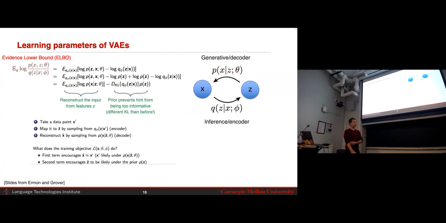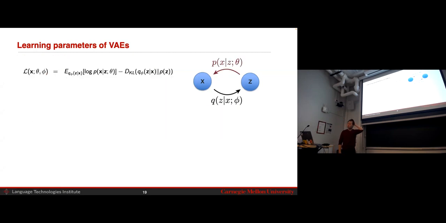So how do you actually learn these parameters? There are two sets of parameters you have to learn, theta and phi, one in the encoder and one in the decoder. How do you learn them? I'm again going to start from the objective function that we derived in the previous slide based on the evidence lower bound. There are two terms: one is the input-output reconstruction term, and one is the term that makes sure my latent variables are simple.